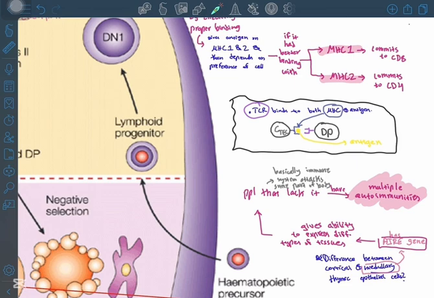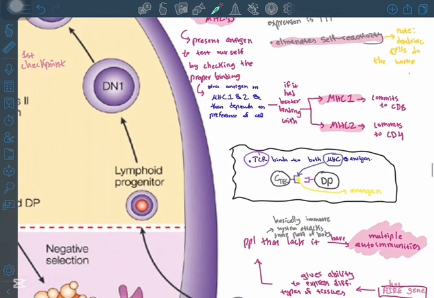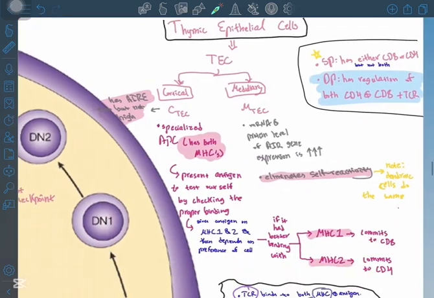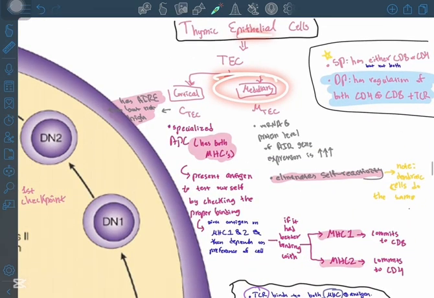So the double positive has the TCR as it is. It also has both CD4 and CD8. And the CTEC has MHC1 and 2. It's as if it's telling it, choose whichever you like. So it depends on the binding ability, how strong it is, and from there we take it further on to actually committing.